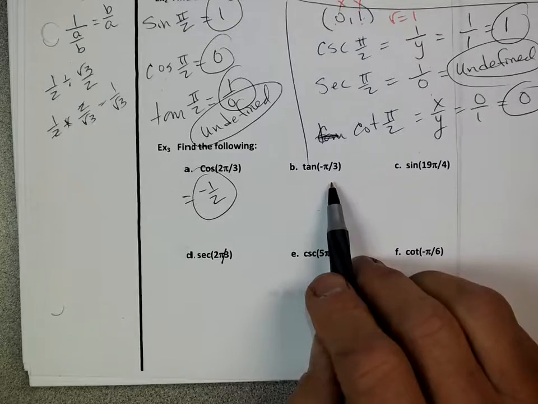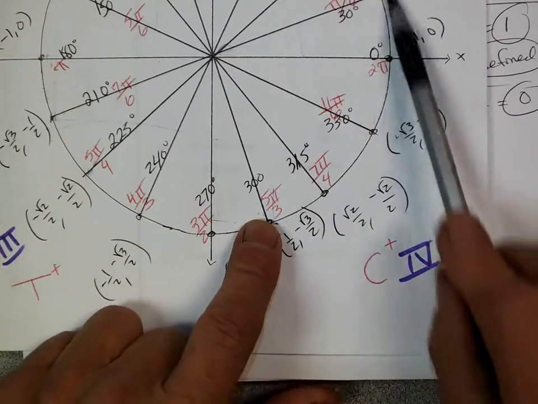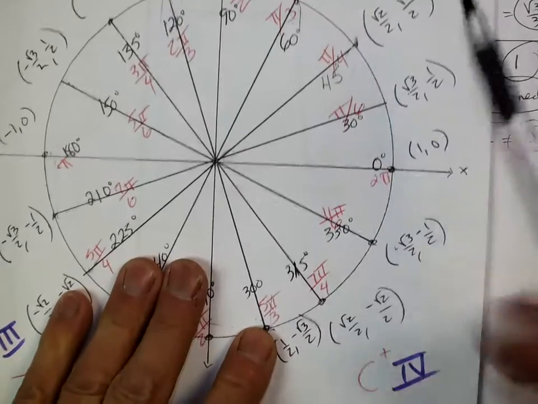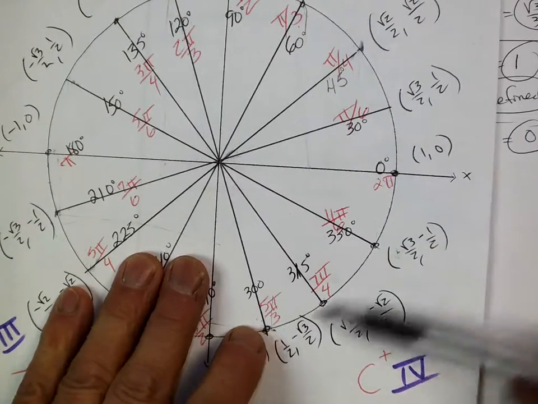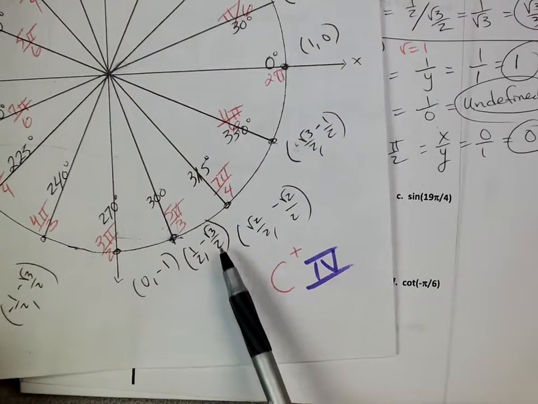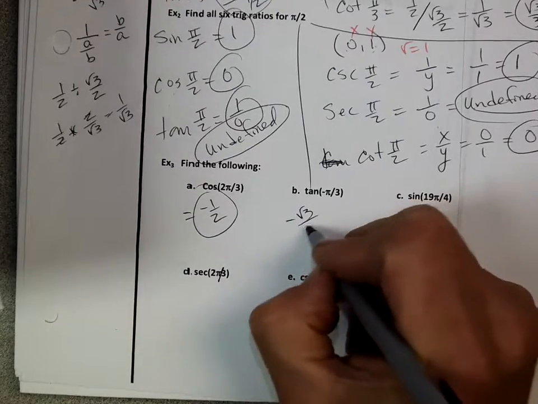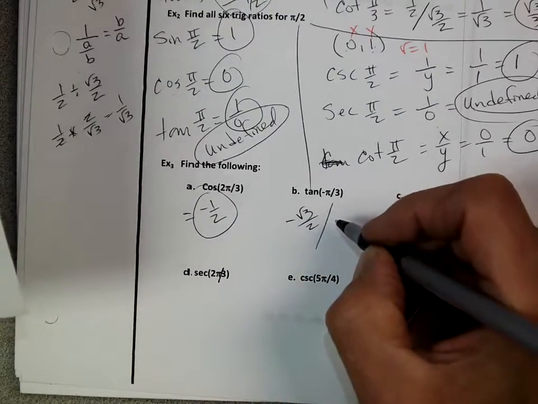Negative pi thirds is here. Think about a rotation. If this is positive pi thirds, the negative pi thirds is here. Okay, with me on that? So we're right there, and the tangent is going to be the y over the x. So it's going to be the negative square root of 3 over 2 over my 1/2.